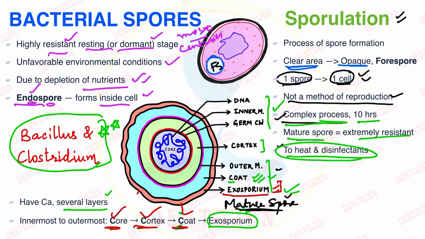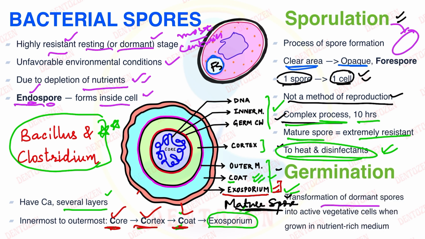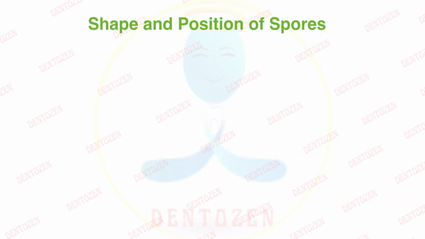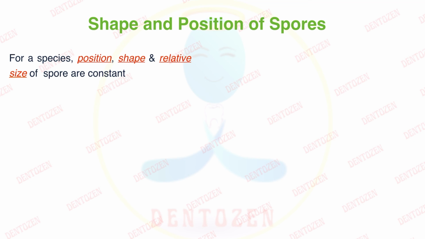Now, what is germination? Germination is when the spore will again give rise to a bacterial cell. So it is the transformation of dormant spores into active vegetative cells when they are grown in a nutrient-rich medium. So that is germination. So we have discussed what bacterial spores are, what sporulation is, and what germination is. Now let's see what can be the shape and position of spores. Within the bacterial cell, for every species, this position, shape, and relative size are constant.